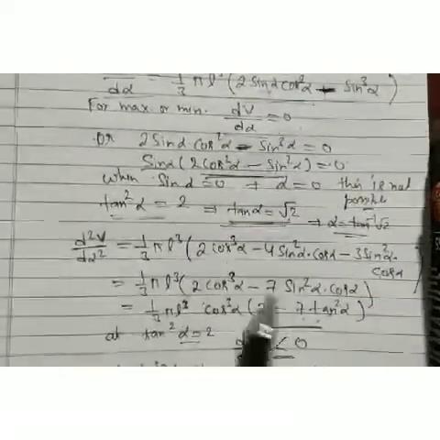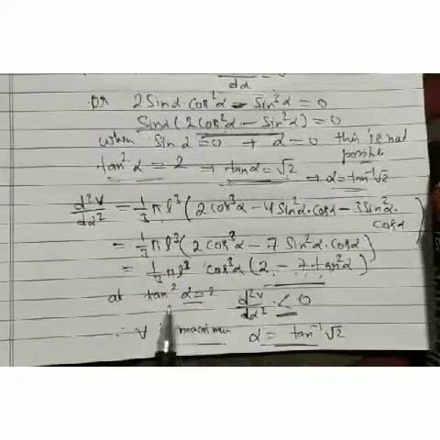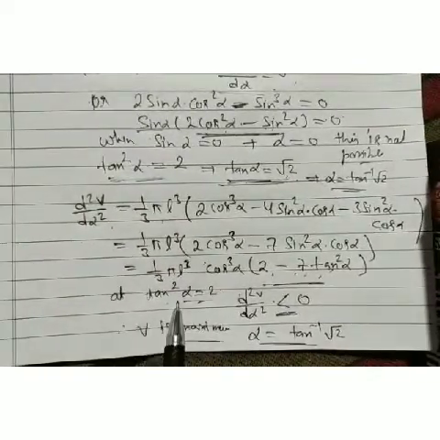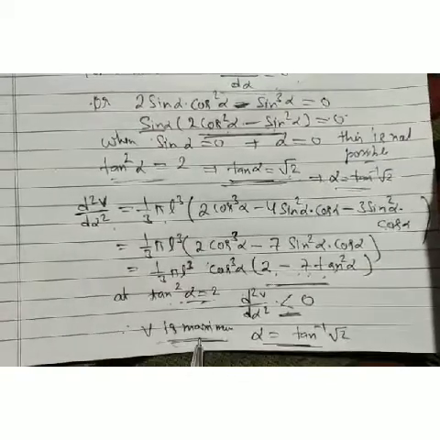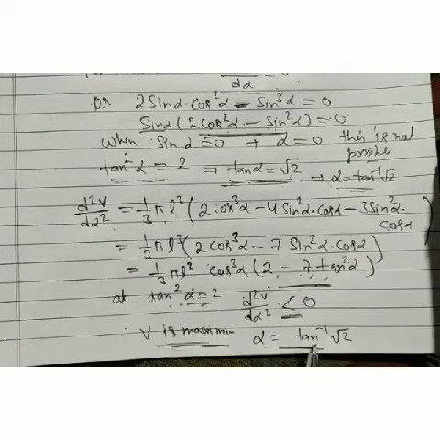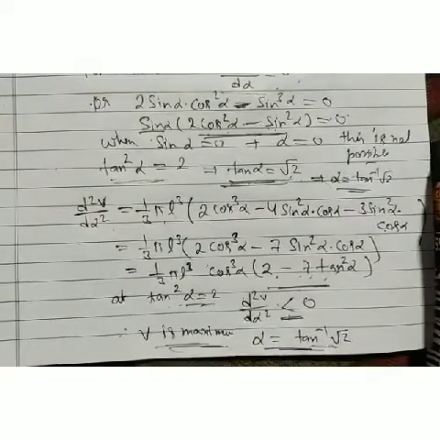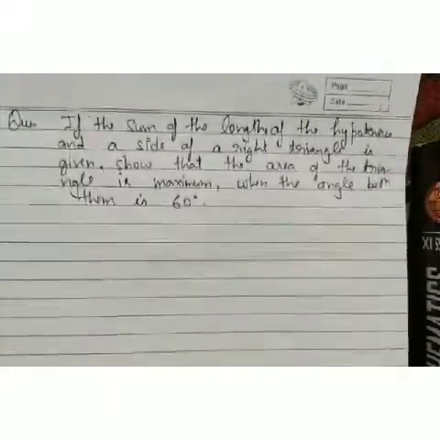Then after that we find its second derivative, and at tan α equal to root 2, we get its sign is negative. Hence our volume is maximum, and our semi-vertical angle α is given by tan inverse root 2. This is our required result. Now we move to our next problem.